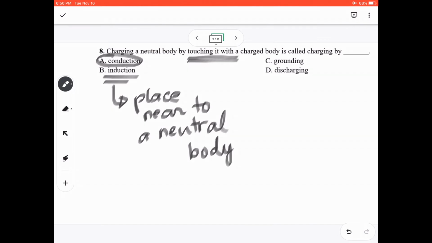How about grounding? Grounding is a process when a charged object is grounded and the excess charge is balanced by the transfer of electrons between the charged object and the ground. So it's the process of removing excess charges on a body by connecting a wire basically to the ground.